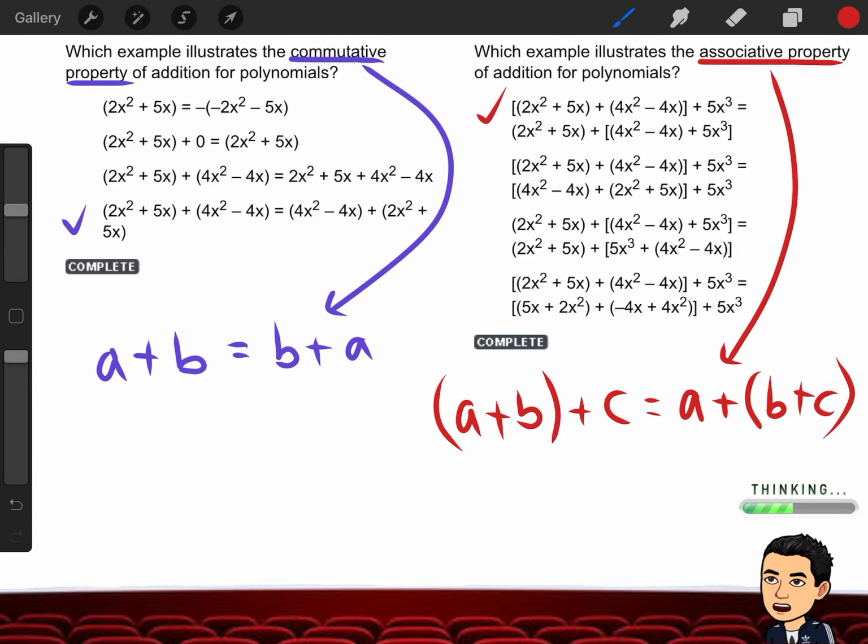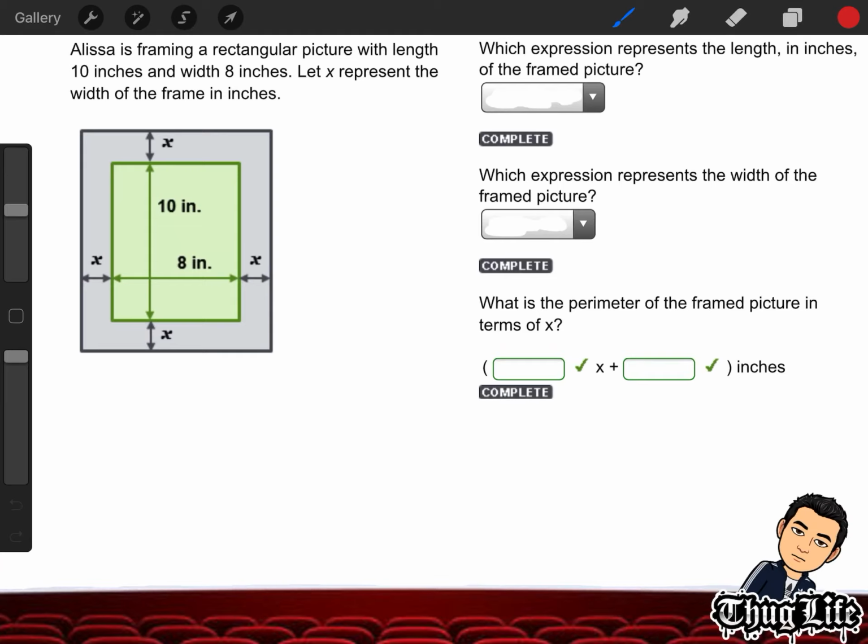I'm not a big fan of talking about properties, so I'm just going to let it go. Anyway, so the next slide.